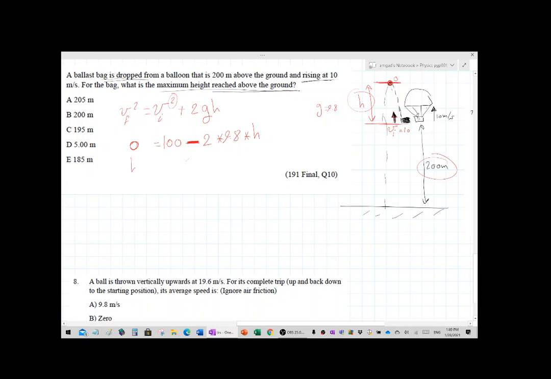Anyway, so h equals 100 divided by 2 times 9.8. That's 5.1 meter. So the total height to the ground is what? Total height equals the 5.1 meter plus the 200 meter, so it's 205.1 meter, which is almost 205. Okay?